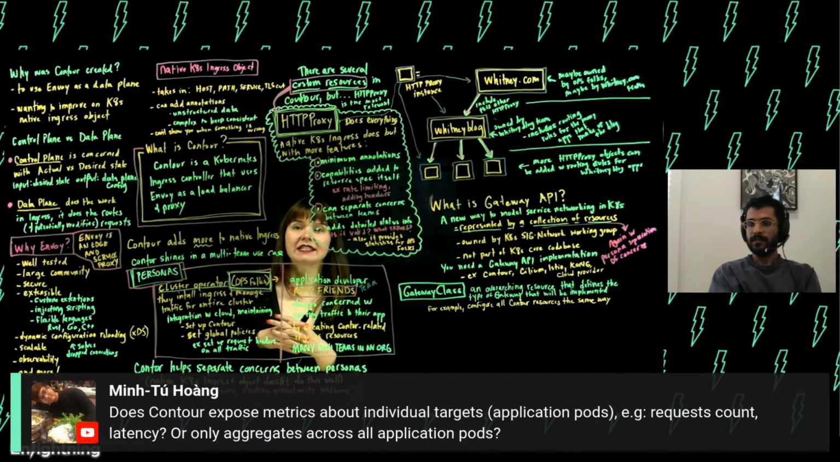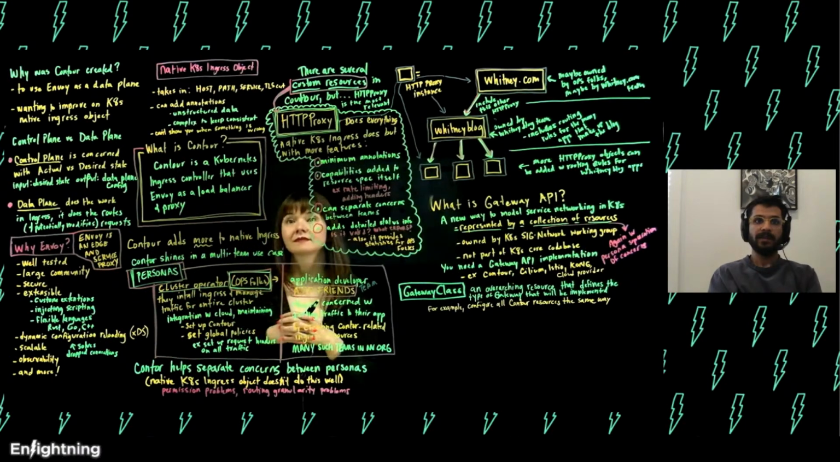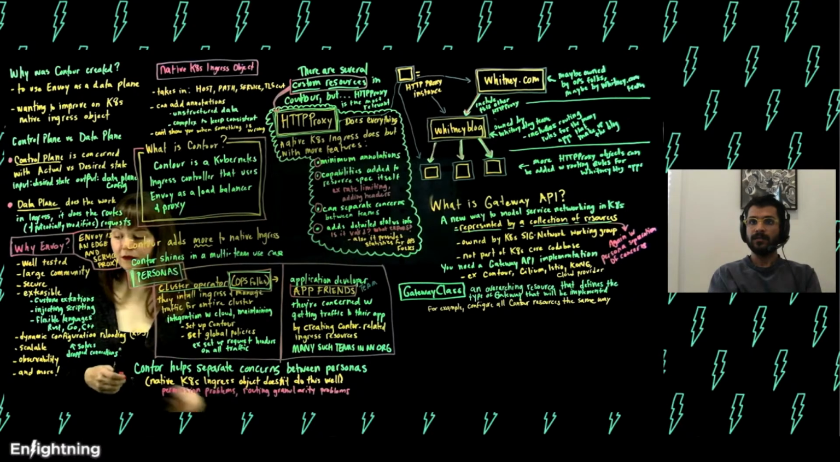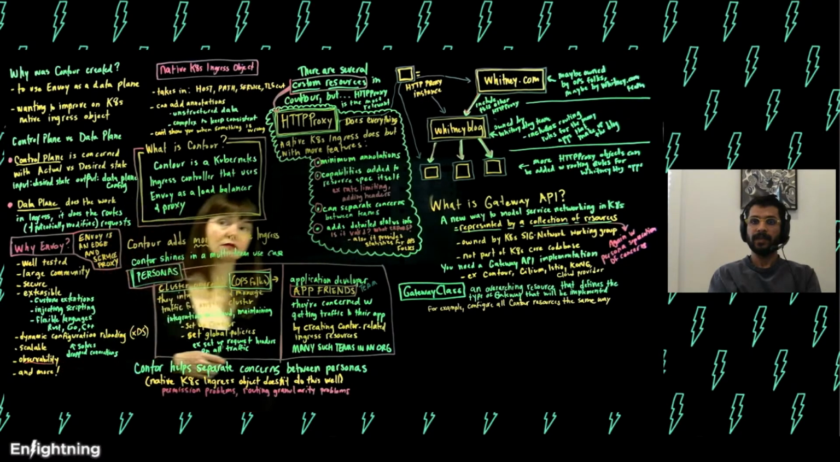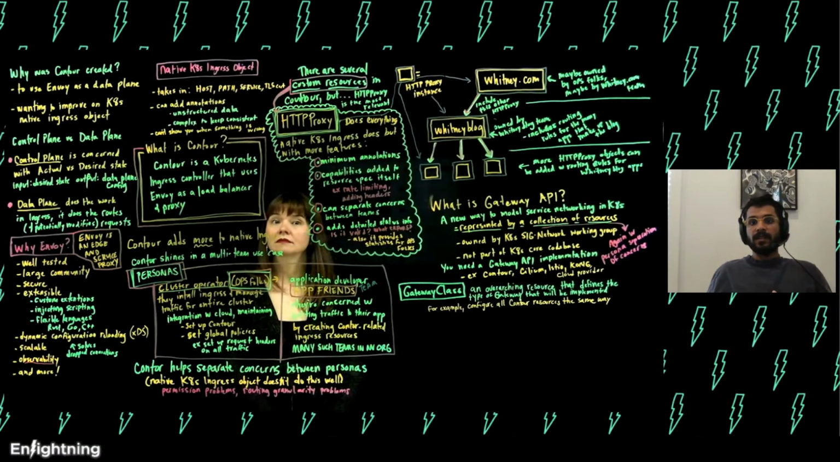So request count, latency, or only aggregate across all application pods? Yeah. This is where we rely on what we touched on earlier about the observability of Envoy. Envoy is the data plane for the Contour Ingress controller, and Envoy by design has a ton of statistics that it collects on request routing, on request latency, all of that. I don't have a link right now; we can probably add it later. But the various Envoy documentation pages on the statistics that it exposes have all sorts of information about this.